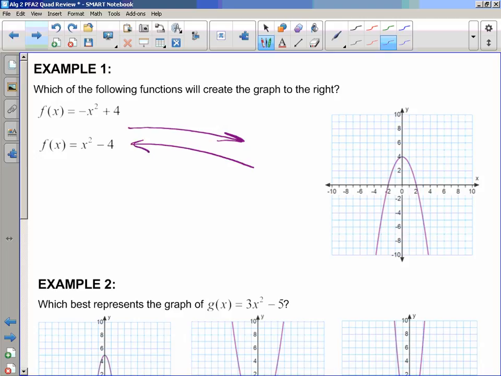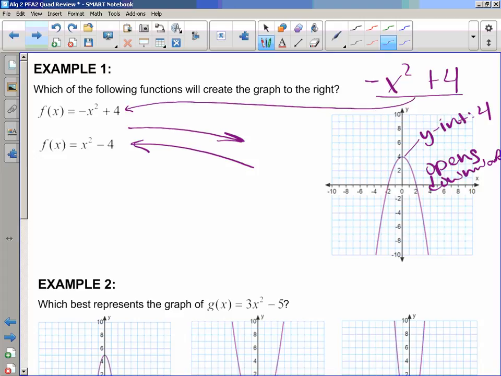So here's what I know. My y-intercept is 4, and it opens downward. So that tells me my y-intercept, I'm going to have +4 at the end, and that if it opens downward, I'm going to have a negative next to the x squared. Well, look at that. I actually just wrote that function. So that's the one that matches.